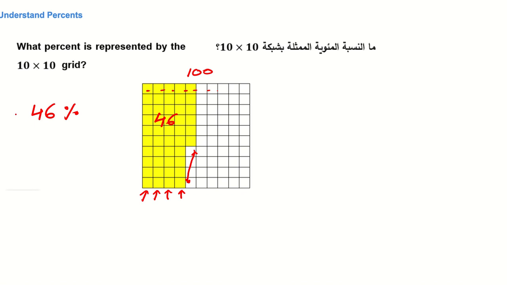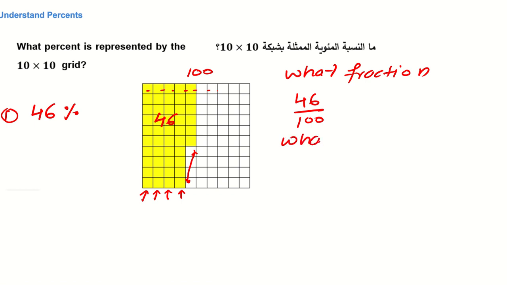Now this question can be asked in different ways with the same picture. This is the first type of question, what percent, so 46%. Another question can be like, what fraction is represented by this picture? So you can see what fraction is represented here, 46 divided by 100. This can be one answer. Another question can be, what fraction in simplest form can be represented with this picture?